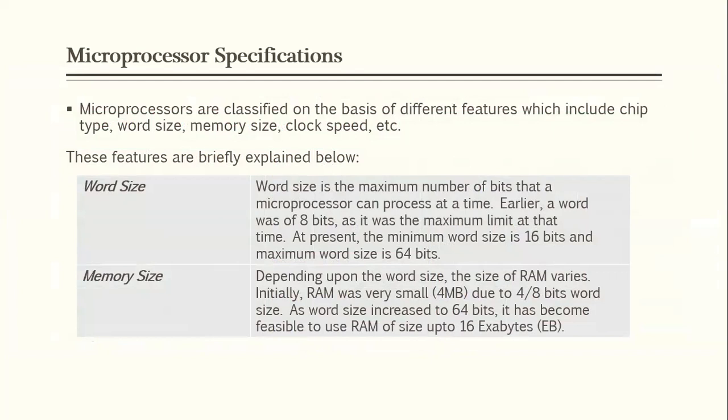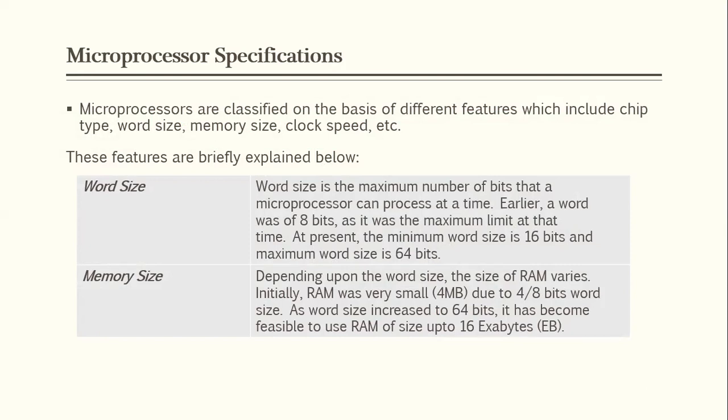So how do you select a microprocessor when you are selecting a new computer? You will always be looking at the microprocessor because you all know that's the most important component of a computer system. So you look at word size. Word size is the maximum number of bits a microprocessor can process at one point of time. Earlier, one word was of 8 bits and it was the maximum limit. But nowadays, we have up to 64 bits. Then memory size, again, this is the RAM. RAM used to be very small at first.